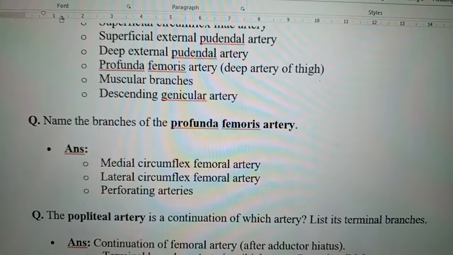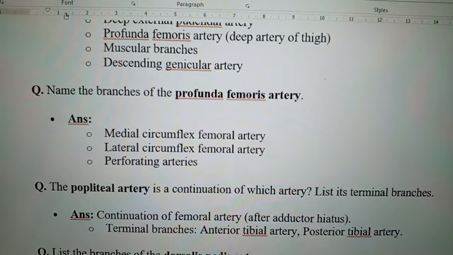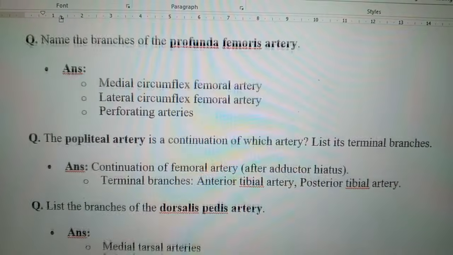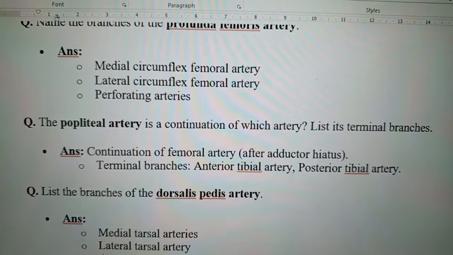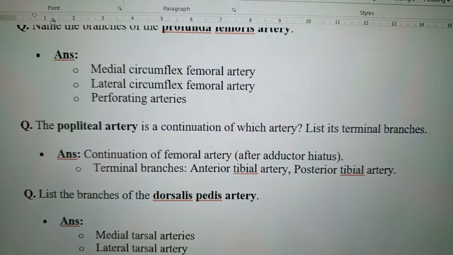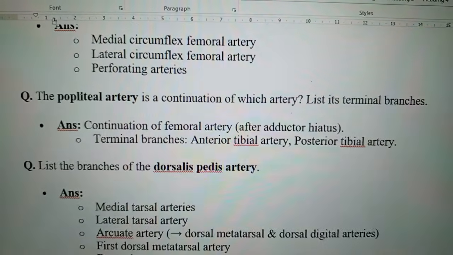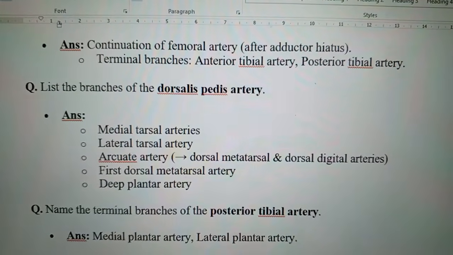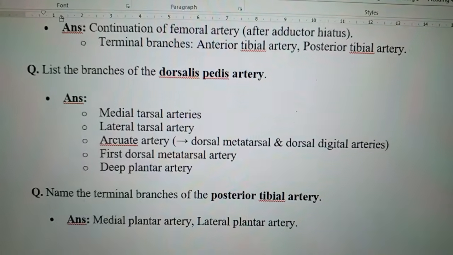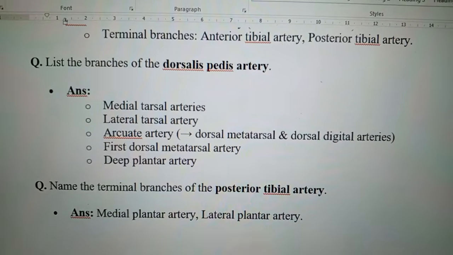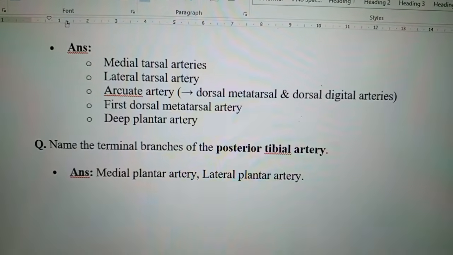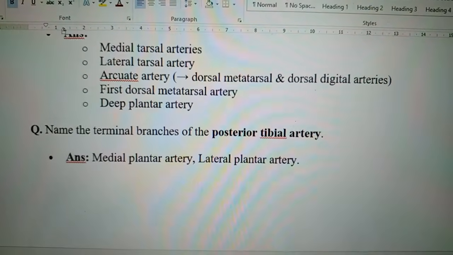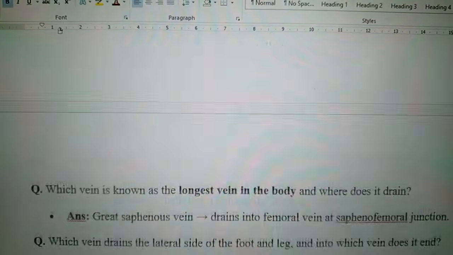Name the branches of the profunda femoris artery. That is medial circumflex femoral artery, lateral circumflex femoral artery, perforating arteries. Popliteal artery is a continuation of which artery? List its terminal branches. It is a continuation of the femoral artery, and terminal branches are anterior tibial and posterior tibial. What are the branches of dorsalis pedis artery? Medial tarsal arteries, lateral tarsal artery, arcuate artery, first dorsal metatarsal artery, deep plantar artery. I have told you the mnemonic for that in my viva related video. Name the terminal branches of the posterior tibial artery: medial plantar artery, lateral plantar artery.